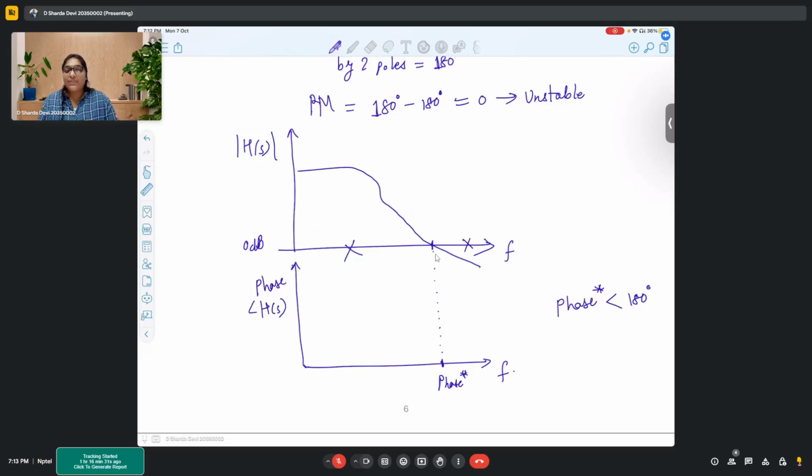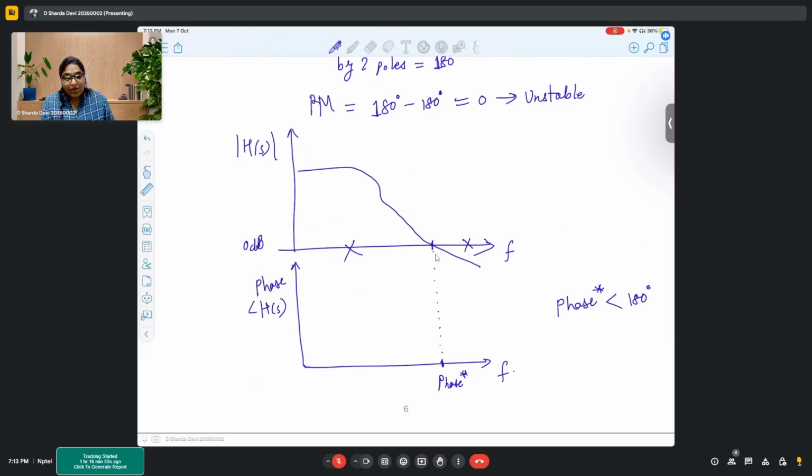That's why it is very important to understand and to know the placement of the poles, like where these poles are placed. Depending on that, it will define the stability of the system. Okay.